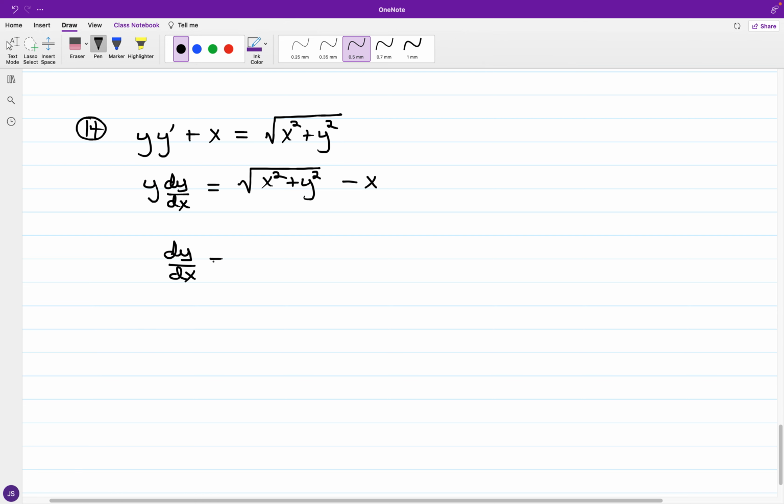And if I divide by y, so I have dy over dx is equal to the square root of x squared plus y squared over y minus x over y. And crossing over to what we have here, looks like we might have a homogeneous equation. So having v equal to y over x, and in effect having y is equal to v times x.